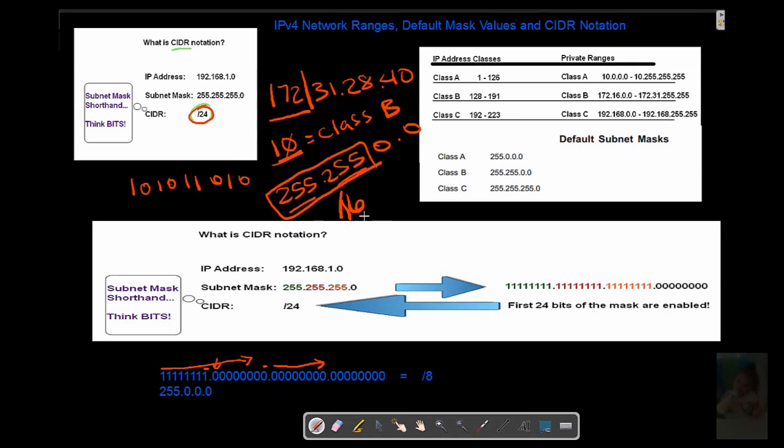If we get a slash whatever, we should understand what that means. Slash 24 means the first 24 bits are on. We have to understand those concepts, because from here we're going to begin moving into subnet masking, where we create custom subnet masks and we increase and decrease network sizes based on that information that we're going to provide in our mask bits. Okay?